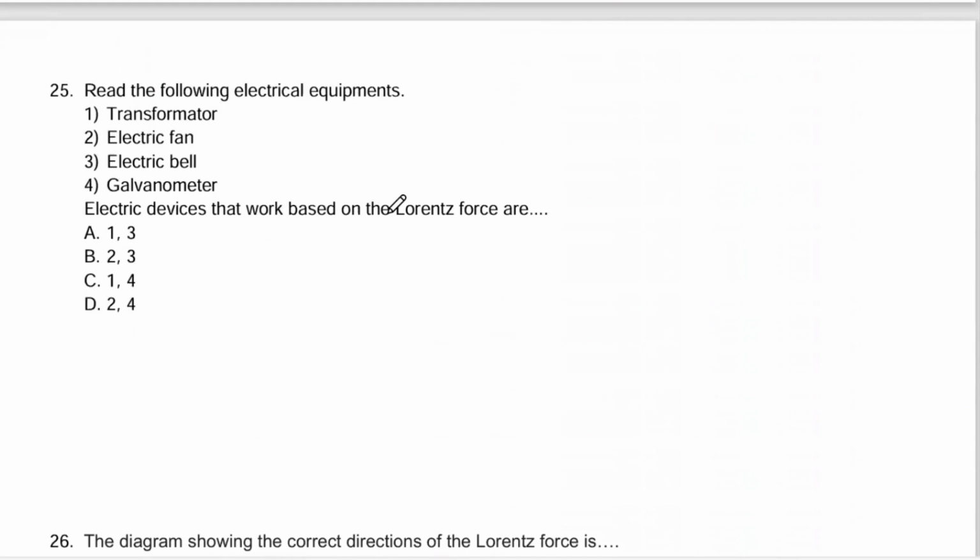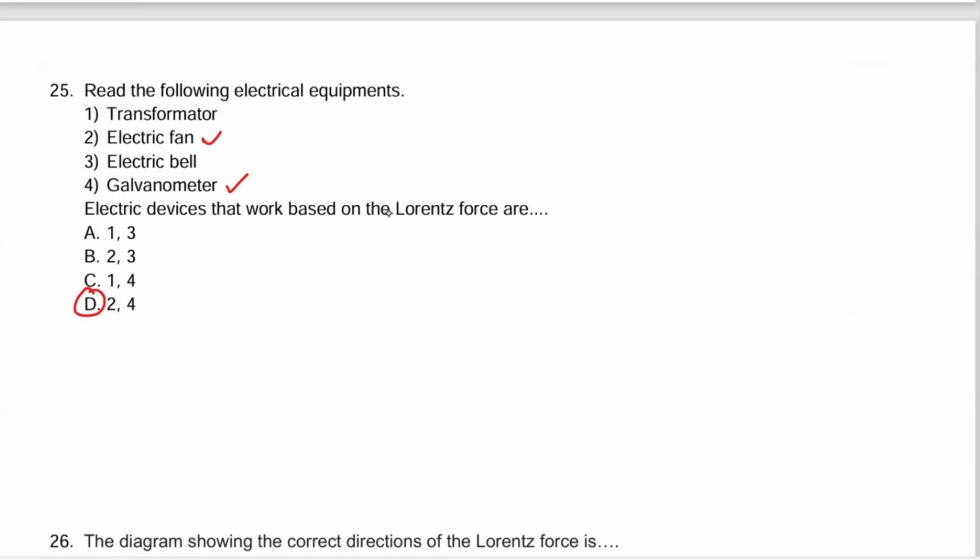You are given some electric instruments, and you need to find the electric devices that work based on Lorentz force. The ones that use Lorentz force are actually the ones that have a motor in them, right? So electric fan, galvanometer, yes. Electric bell uses electromagnetism, not the Lorentz force. Transformer actually uses Faraday's law, not the Lorentz force. So the answer is 2 and 4. That's D.